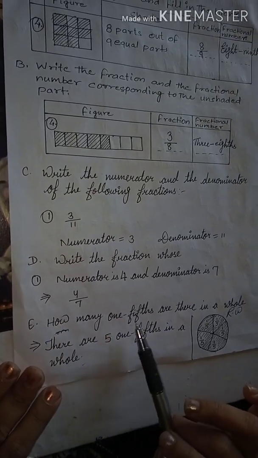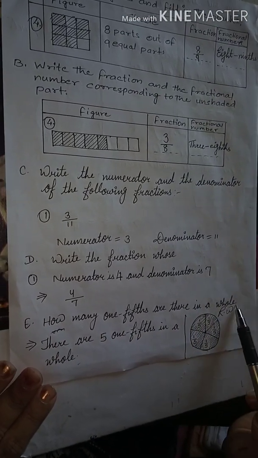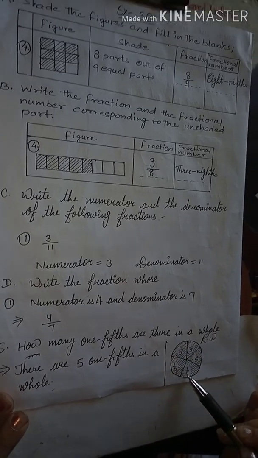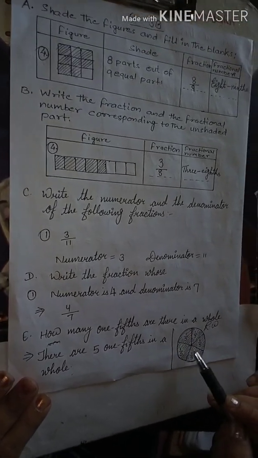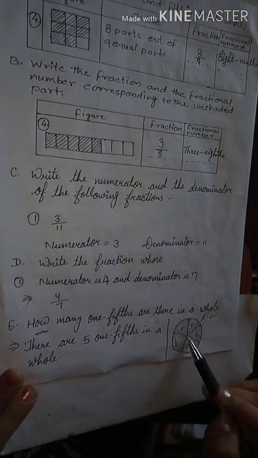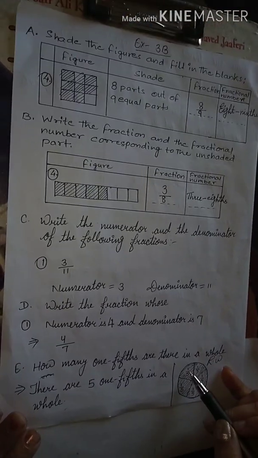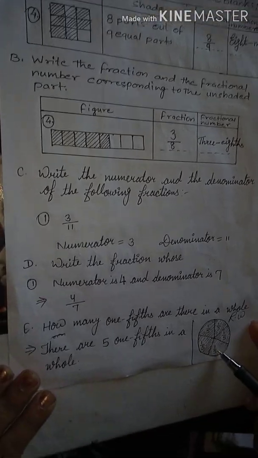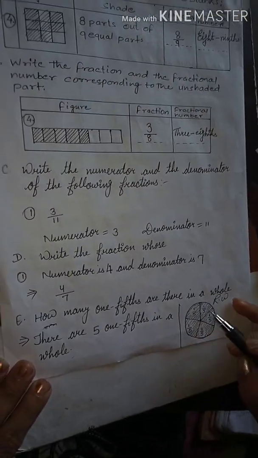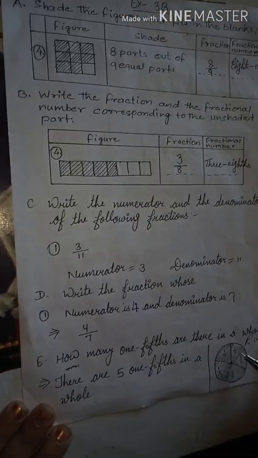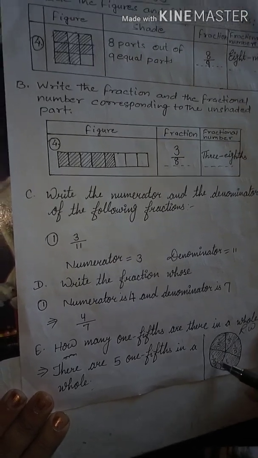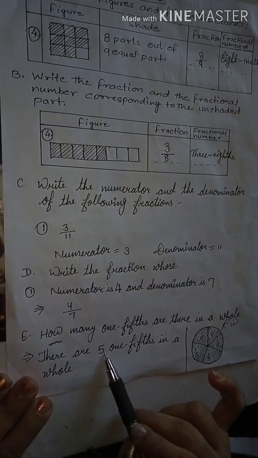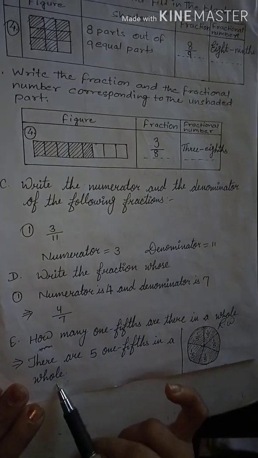Question number E. How many 1/5 are there in a whole? Suppose this is one whole circle, and I have divided this circle into 5 equal parts, and each part represents 1/5. So how many 1/5 make this whole circle? You count how many 1/5 parts. 1, 2, 3, 4, 5. So there are 5 1/5 in a whole.